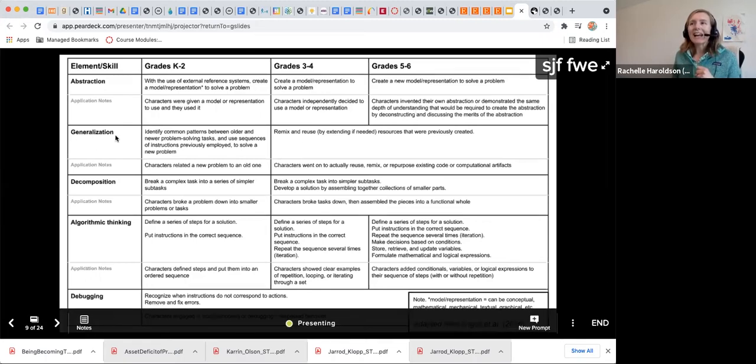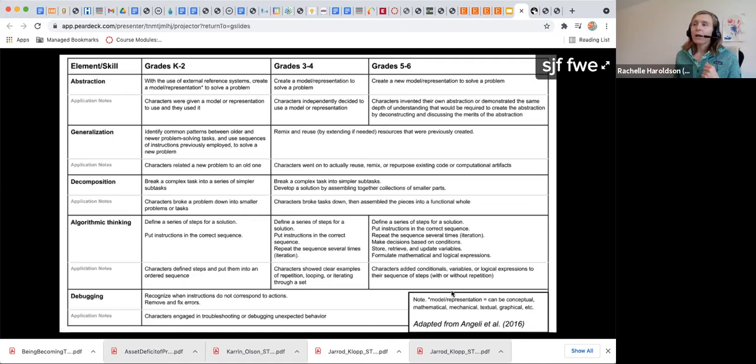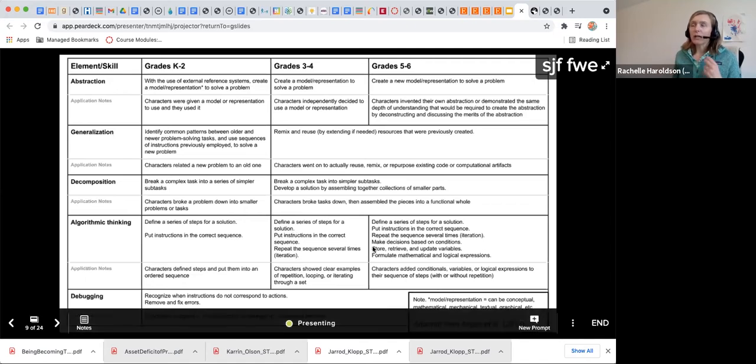You'll notice that not every skill is broken up evenly. While abstraction has specific examples for the three different grade bands, generalization has K-2, but then 3 through 6 is all lumped together. And if you go down here into debugging, you'll see that debugging is the same across K-6, so you lose a little bit of that granularity for debugging. But you have that granularity going on here with algorithmic thinking. So that's the framework that we really used to do this analysis.